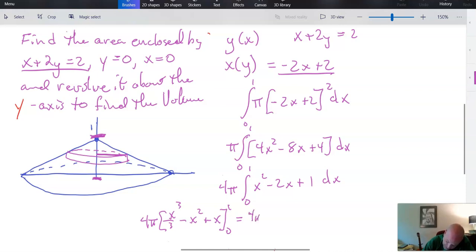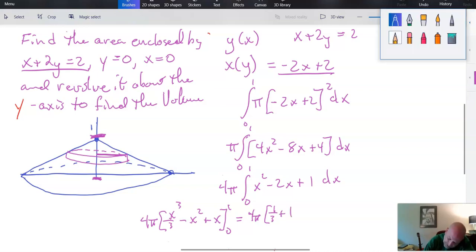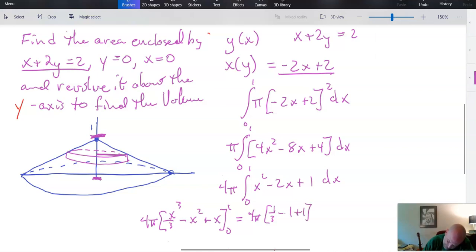So this is now 4 pi times 1/3, minus 1 plus 1. I said that backwards. So minus 1 plus 1, so those cancel. And then that other one evaluates to 0. So this ends up being 4/3 pi. Right? So we got a very different volume when we worked it out from the other side.